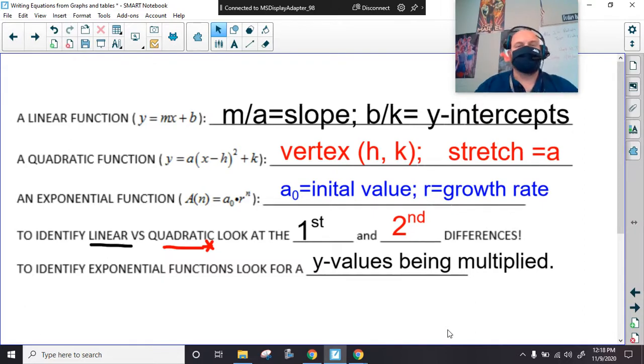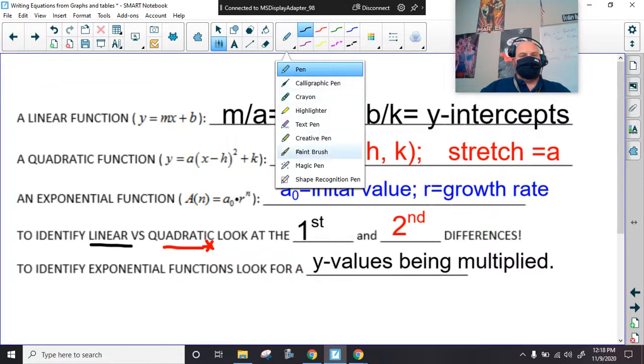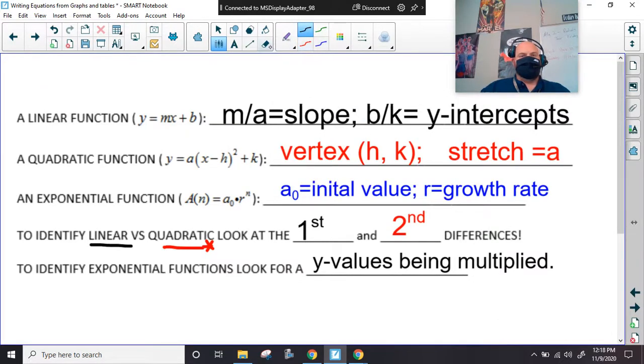Okay, now some of the things that you're gonna notice that's a little different in this. That's not what I wanted. This is okay.